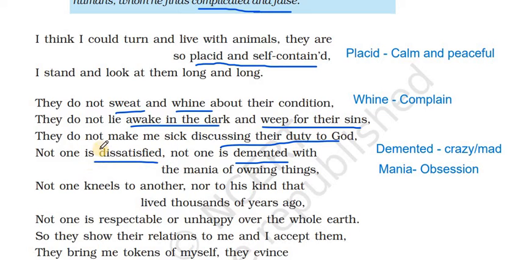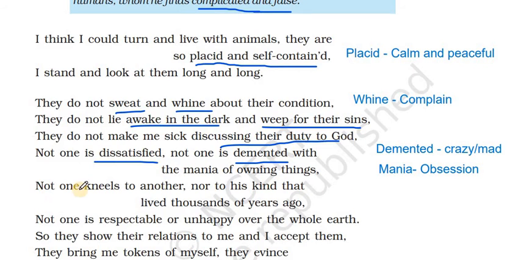Here he says none of the animals are dissatisfied. They're always satisfied. No one is demented, no one is crazy about owning things. So he says people are really crazy. They are not satisfied with what they have, crazy about the mania of owning things. They're very greedy. They're never satisfied with what they have, always thinking about negative things in life. They're obsessed about things they do not have, and they want to run after things that they do not have. That craze is there with humans. That is not there with animals.